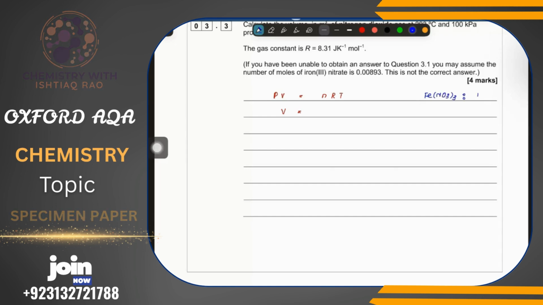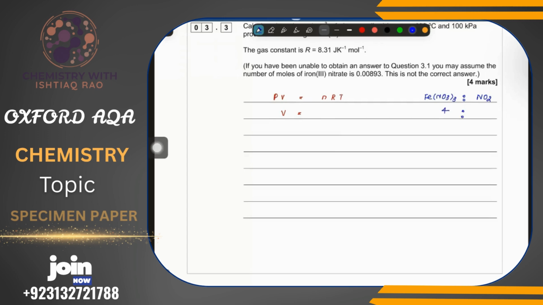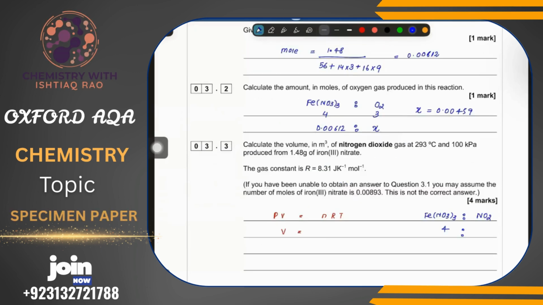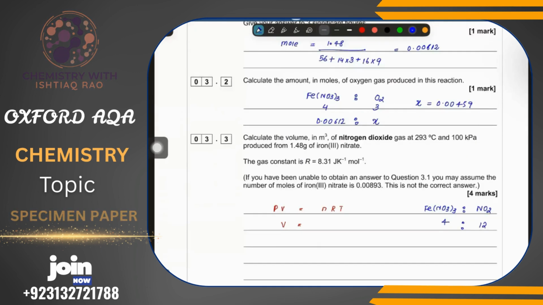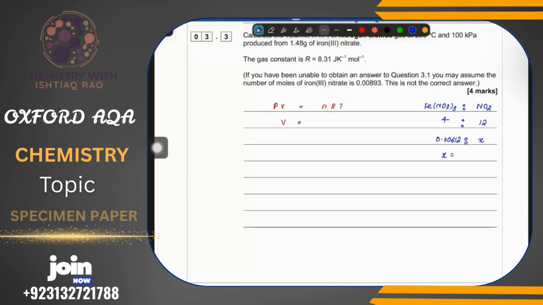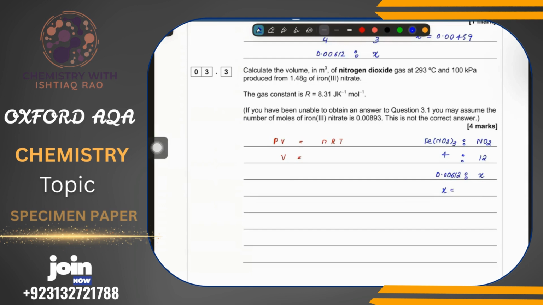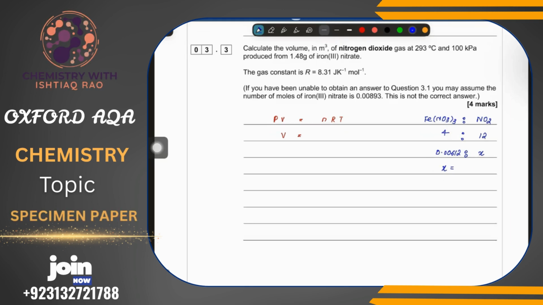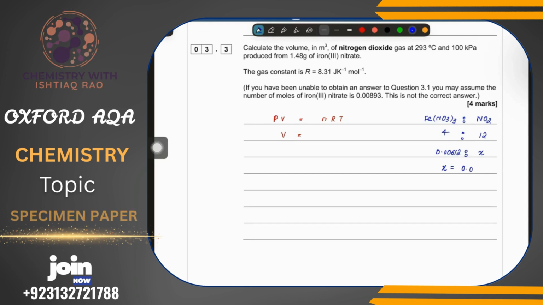We found the moles of oxygen, but they're asking for NO2. The mole ratio is 4 is to 12. 0.00612 is going to be X. Okay, we need to find NO2. 0.00612 times 12 divided by 4 is going to be 0.0184.